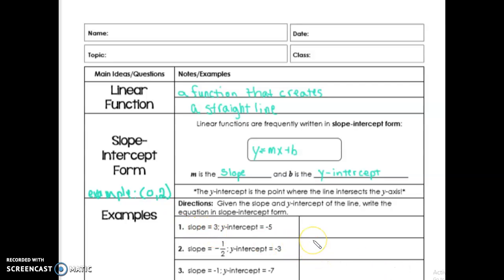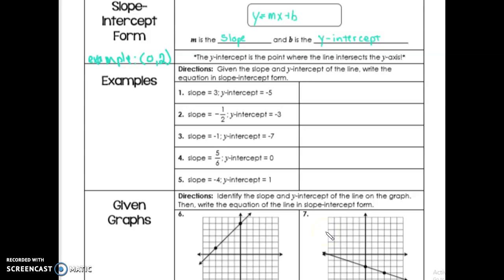Alright, so let's get to some examples. So your first example, it says, given the slope and the y-intercept of the line, write the equation in slope-intercept form. So it might help you to write underneath here what these are represented with in the formula. So slope's represented with your m, your y-intercept is represented with your b. And you're just going to take this formula and you're going to plug these numbers into it. You're not solving for anything, they just want the formula.